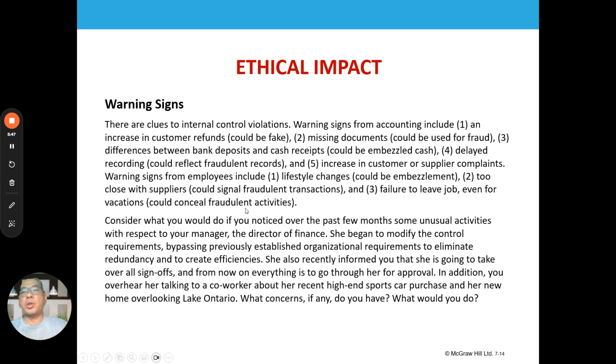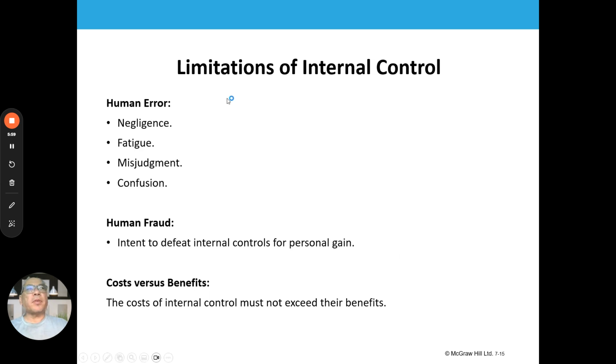In some countries you are required to take 2 weeks of vacation, to ensure that everything is going smoothly and there's no fraud involved. Limitations of internal control: there's human error, such as negligence, fatigue, misjudgment, and confusion. There's also human fraud, the intent to defeat internal control for personal gain. This is the most common one.